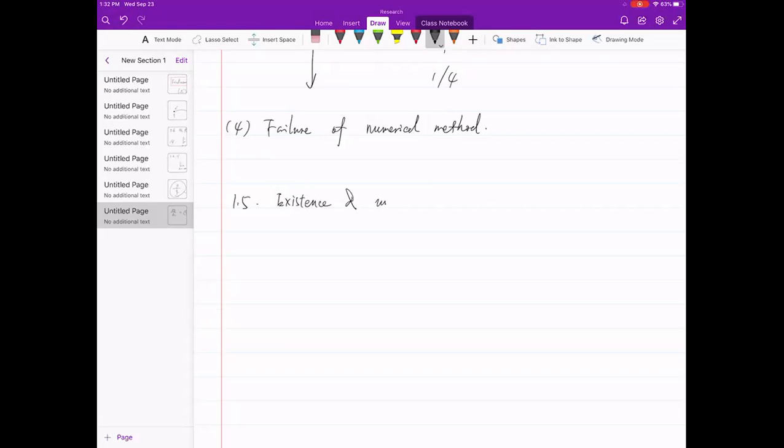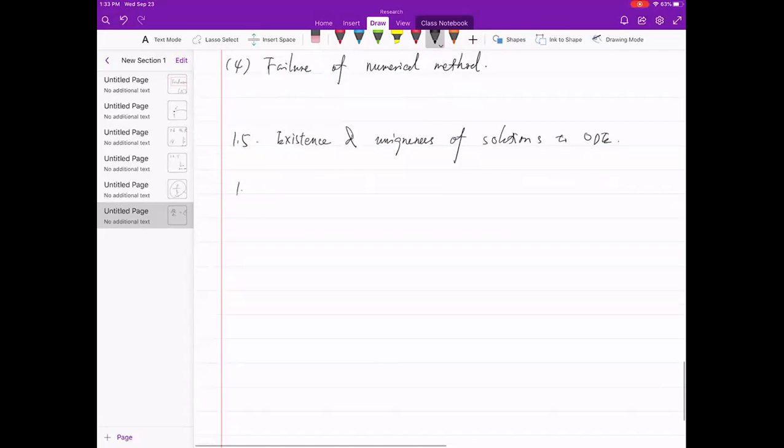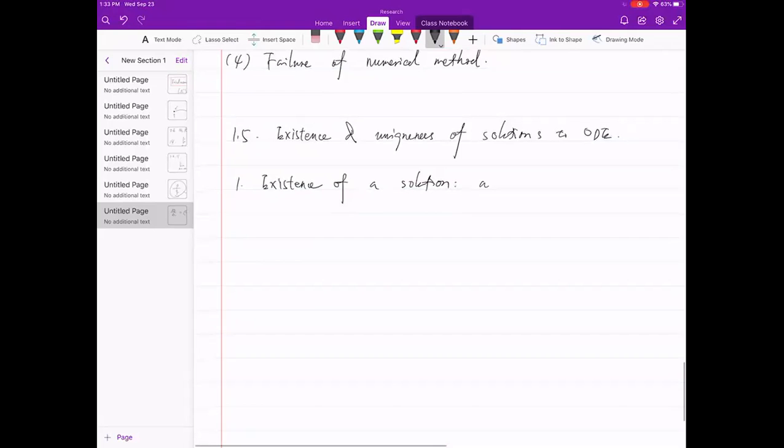Okay, that is called existence and the uniqueness of solutions to ODE. What do you mean by that? We mean two things. The first one is the existence of solution. You want to make sure you have at least one solution. Otherwise, it's not solvable. It's not a well-defined problem. So at least one.